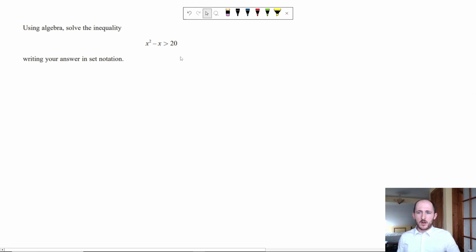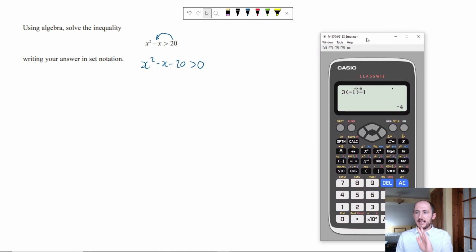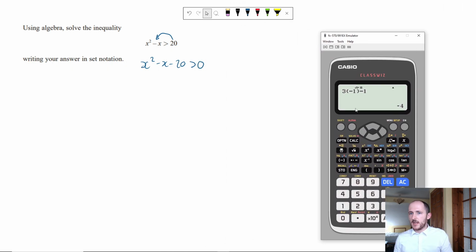So, solve the inequality. What we're going to do is the same thing we did in the first couple of questions. Move the 20 over, so we have x squared minus x minus 20 greater than 0. And now I'm going to change it. I'm going to use a calculator. Now, this question is 3 marks. And the really interesting thing is they do take into account calculator use.